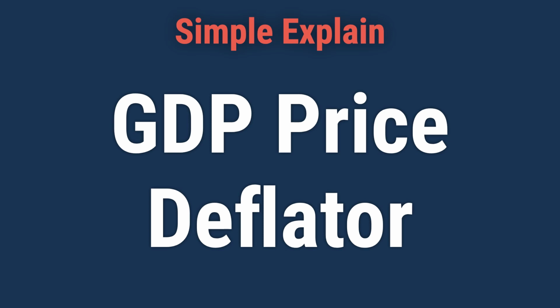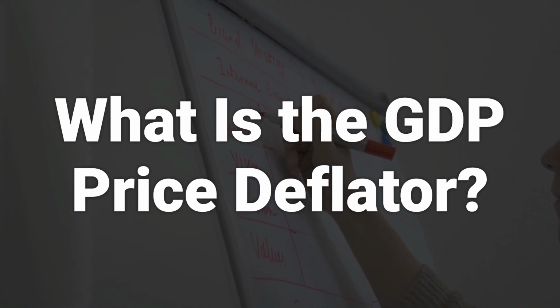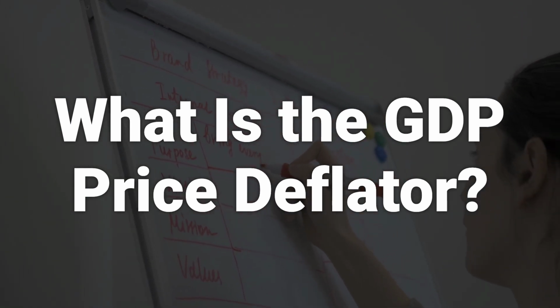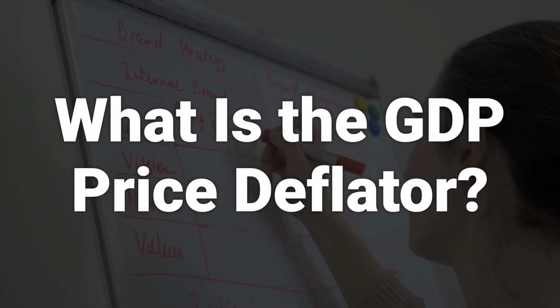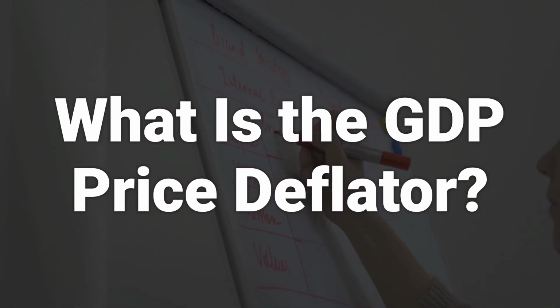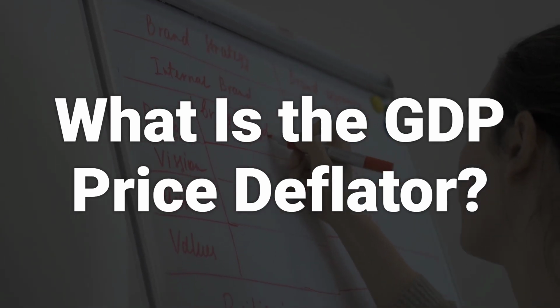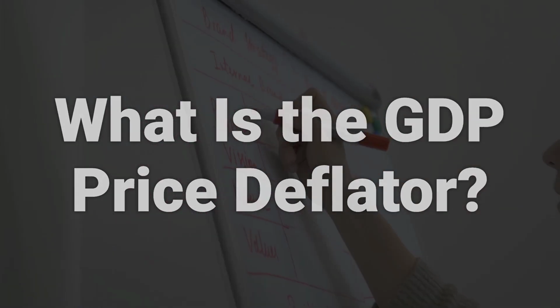Hi. Let's learn about the GDP price deflator. The GDP price deflator, also known as the GDP deflator or the implicit price deflator, measures the changes in prices for all the goods and services produced in an economy. It shows how much a change in GDP relies on changes in the price level.